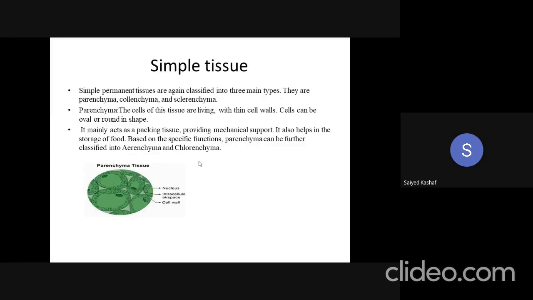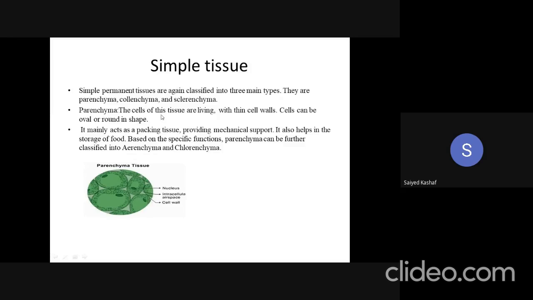First, we will discuss simple tissue. These simple tissues are made up of only one type of cells. It may be totally parenchyma or totally collenchyma or sclerenchyma. So these simple permanent tissues are classified into three types. The first one is parenchyma.